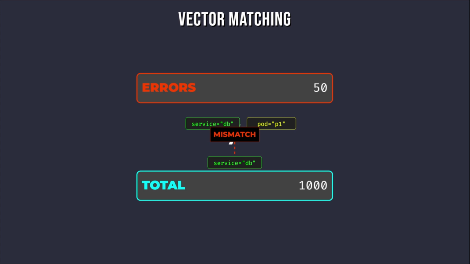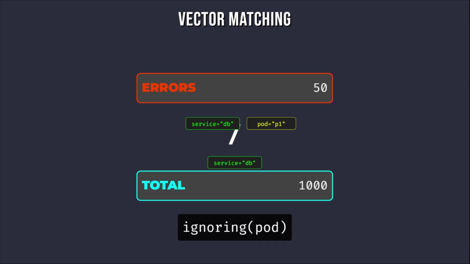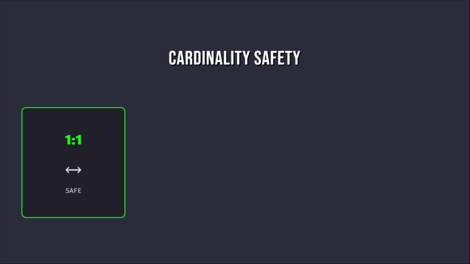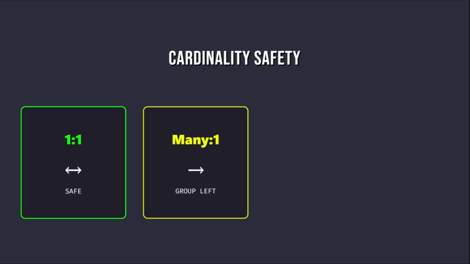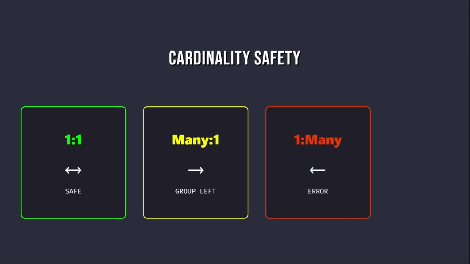For instance, dividing error counts by total counts requires matching on the service and endpoint labels while ignoring instance-specific labels like pod or host. This foundational vector matching is the primary hurdle system analysts face when moving beyond basic dashboard metrics. We immediately address how to enforce one-to-one or many-to-one matching to prevent data corruption in high-cardinality environments.